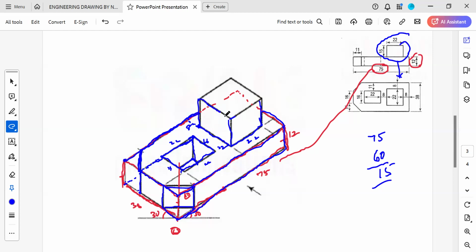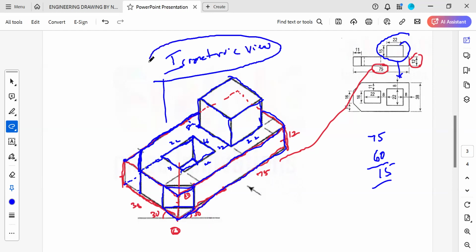Draw a line parallel to one of the axes. Draw a line parallel to this axis. Draw parallel to the right side axis. So like this we are finishing the isometric view from the given orthographic views. I hope you understand this problem.